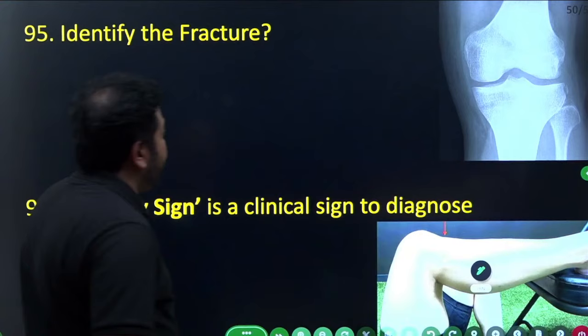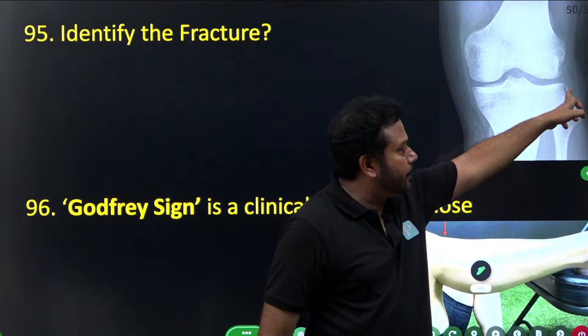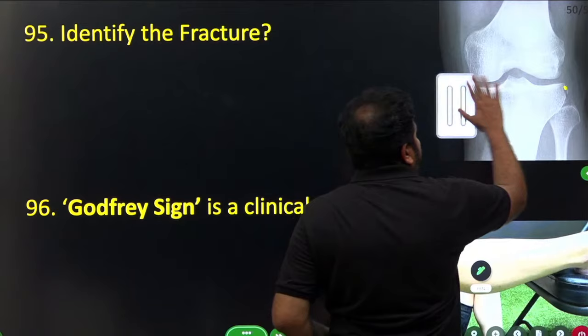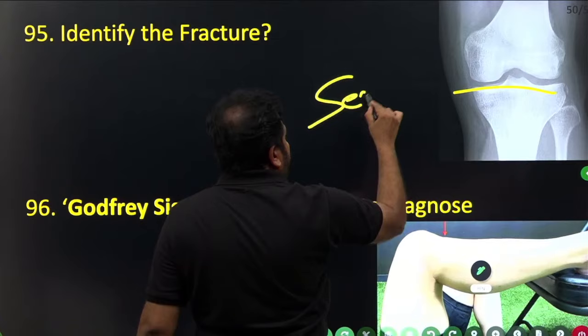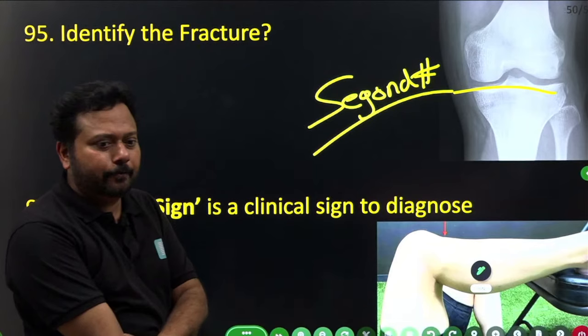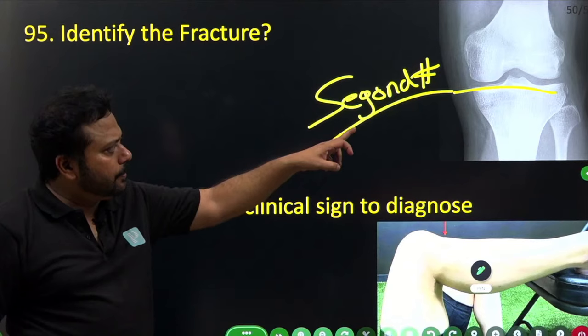Identify the fracture. I think you will be able to see a fracture here. You are able to see a small chip, that area, that yellow dot. I will erase that. Now you see the small chip. This is called a Segond fracture. Expected question, dear friends. I'm expecting this for the past 2-3 years. It's not appearing. This time it should come. Segond fracture.